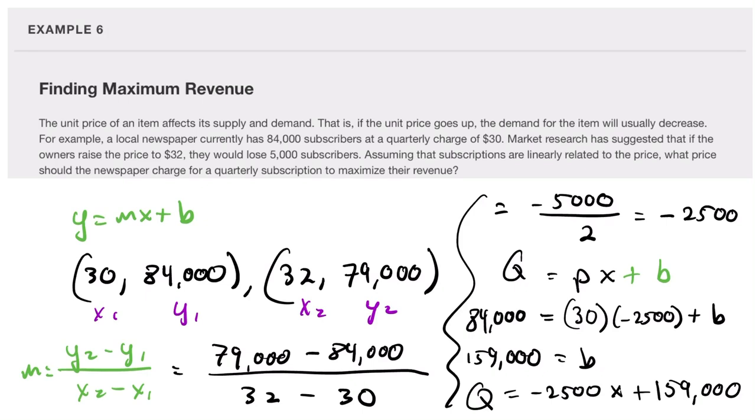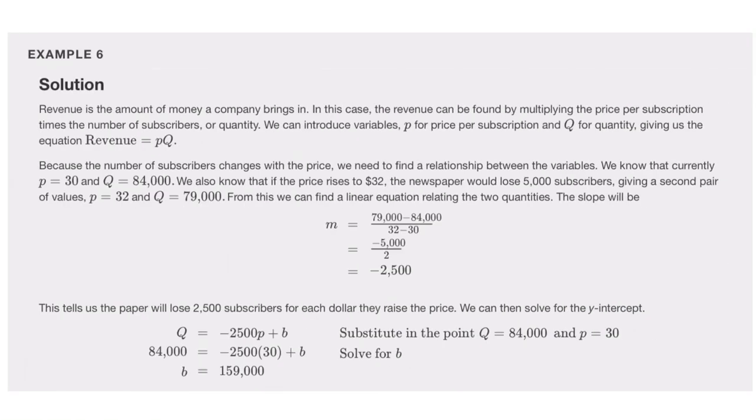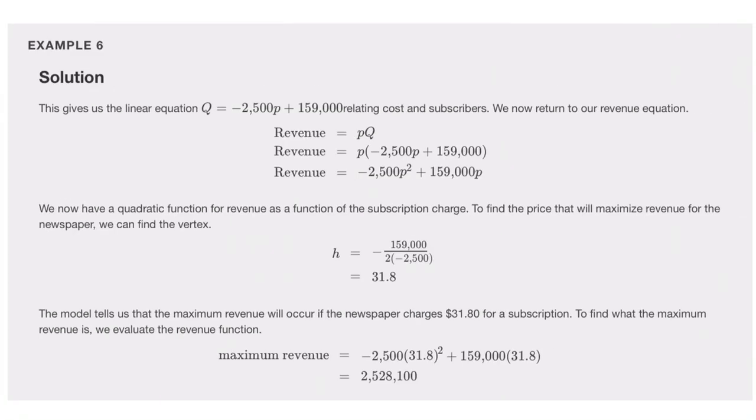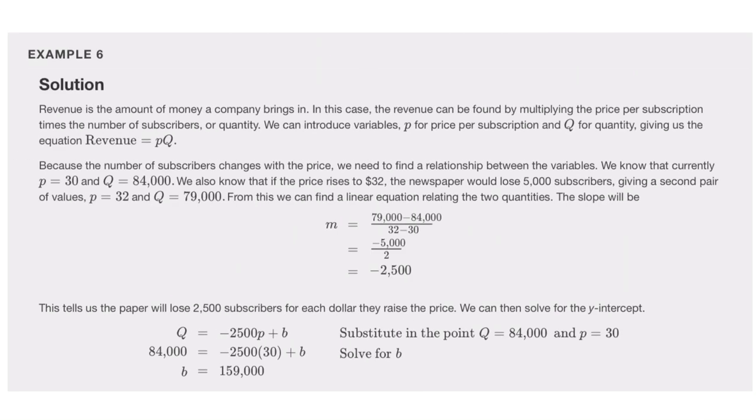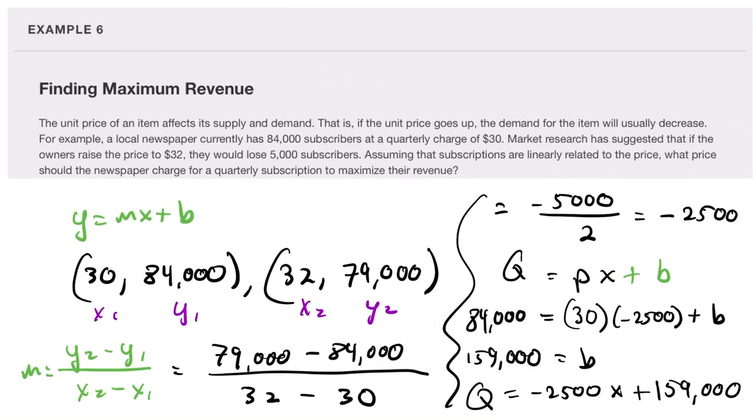This is weird. Let's see. So we got that. We got right here the revenue. Okay, what is Q? So then the revenue is going to be the price times the number. Okay, so Q is the number of subscribers. So we got an expression for the number of subscribers.